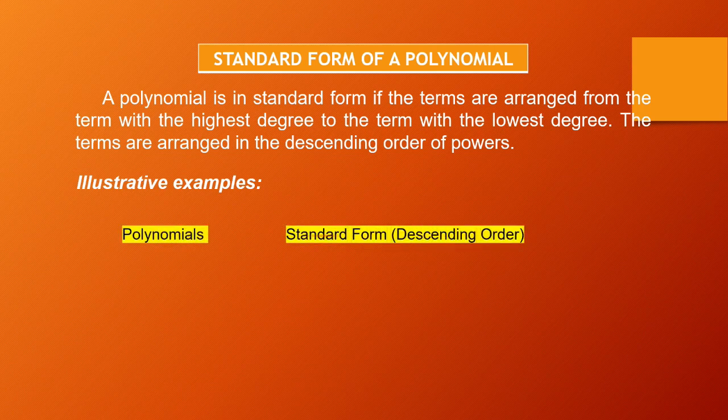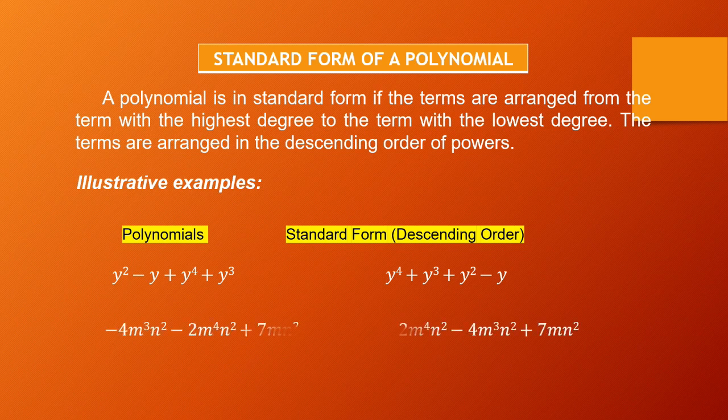And example number 2, −4m³n² − 2m⁴n² + 7mn². So we have to arrange the exponents: −2m⁴n² − 4m³n² + 7mn².